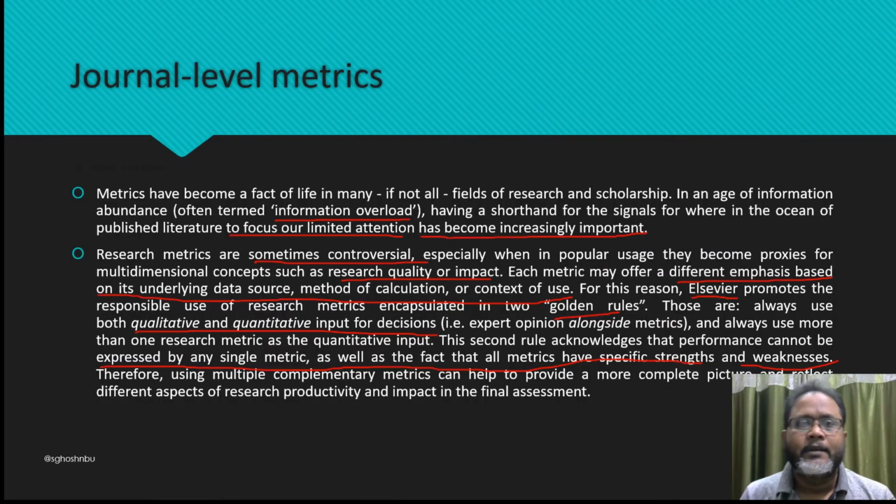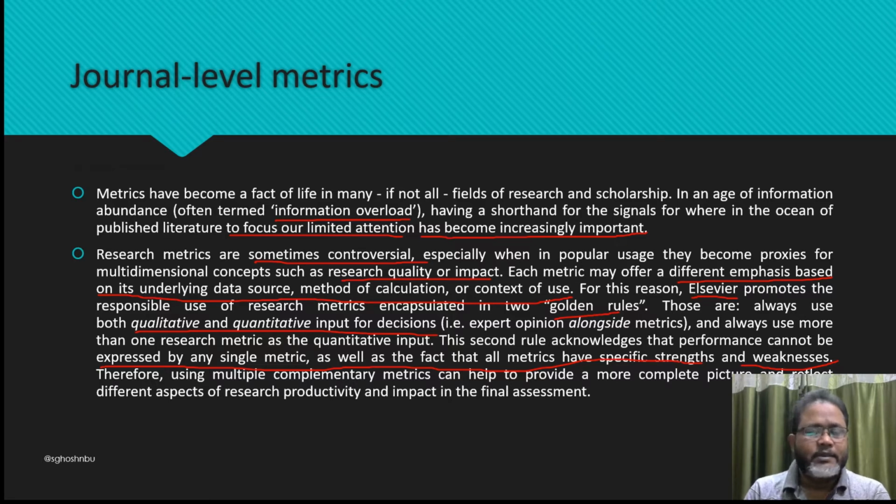Now we are coming to the journal level metrics. So why journal level metrics? We have a lot of journals, and there is an abundance of information. Right now we call that information overload. It is like an ocean of published literature, or a mine of information, and focusing our limited attention has become increasingly important.